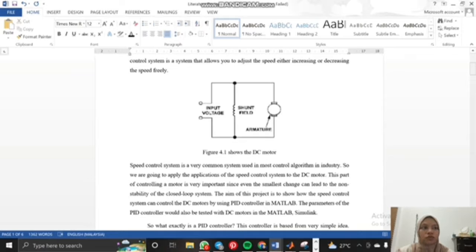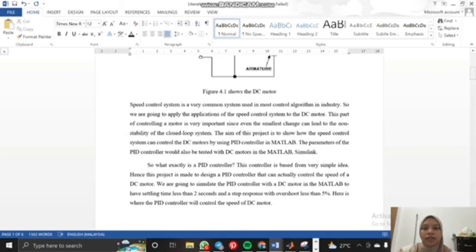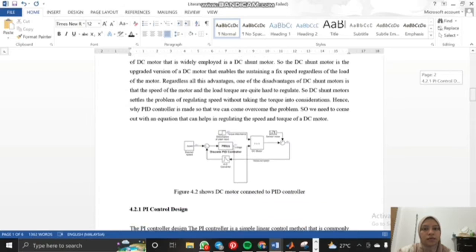We are going to simulate the PID controller in MATLAB with a settling time of less than 2 seconds and a step response with overshoot of less than 5%. So here is the PID controller that is connected to the DC motor. We are going to proceed with the project using the desired requirements.